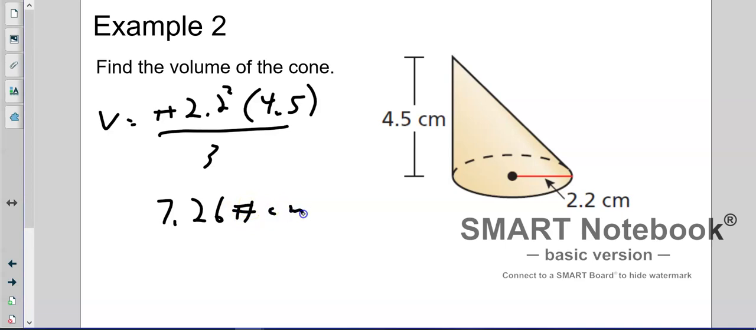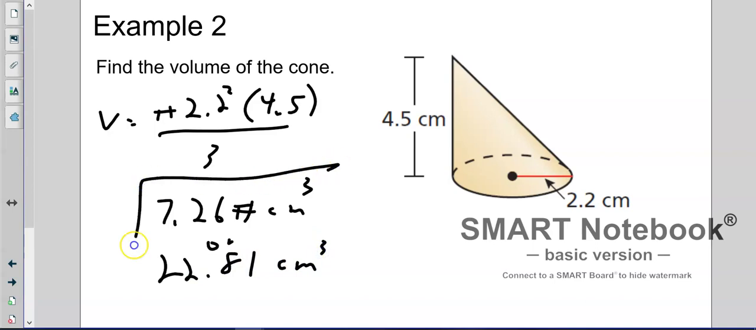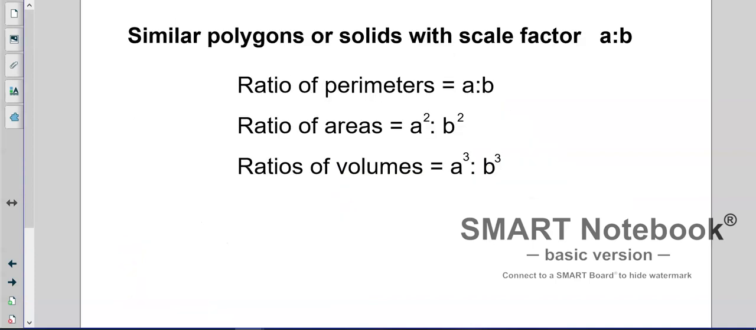centimeters cubed, because we're doing volume. Or if you multiply by pi, you get 22.81 centimeters cubed. Again, either answer is appropriate. Sometimes we might ask you for one or the other.